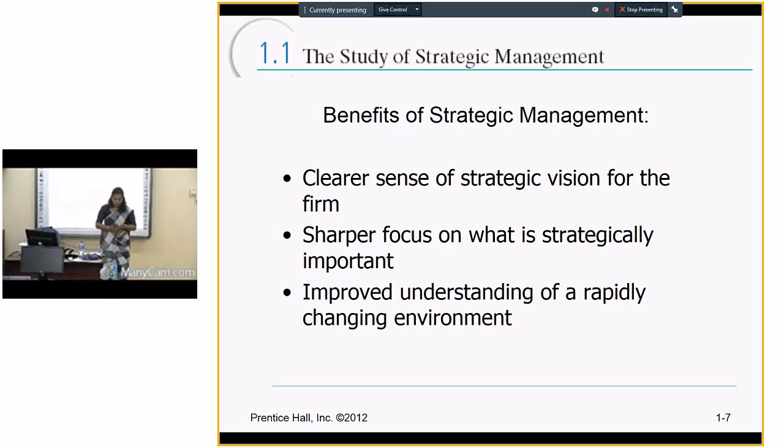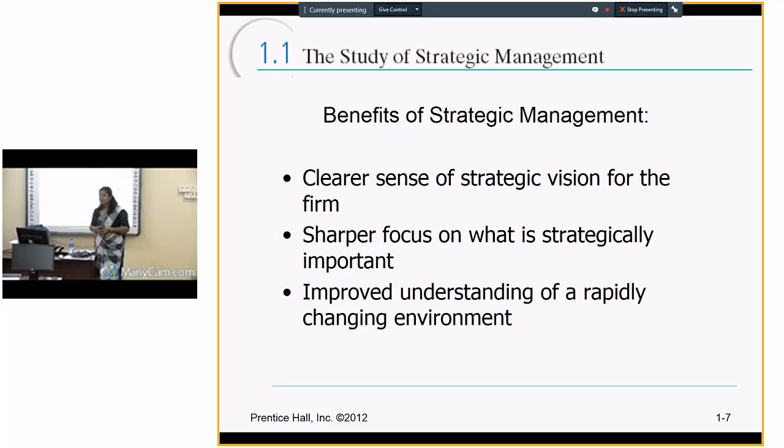And also, we are more alert about the rapidly changing environmental aspects, because we are always alert about what is happening outside. Therefore, our understanding is very broad, not merely limited to the internal organization. We know what is happening in and outside the environment, so we take those things into consideration under broad environmental analysis.